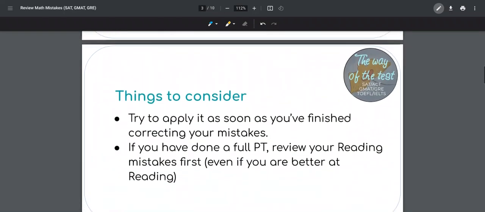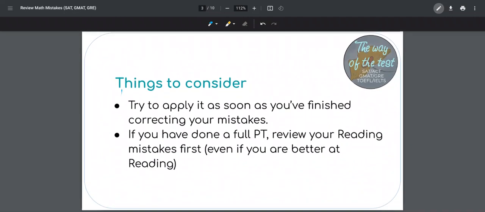Okay, things to consider here. We're going to try to apply this as soon as we finish. So let's say you finish your practice test, review. Finish your homework, review. As soon as you finish, you want to review, because even if you're taking notes of your solution, it's going to be easier for you to remember what was going on in your head.